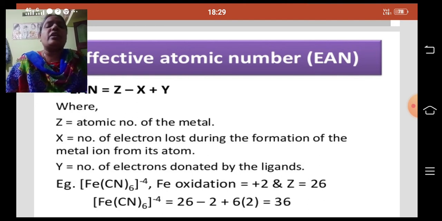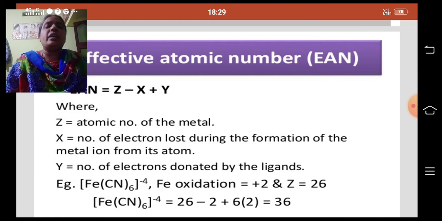So here we take one example, the hexacyanoferrate(II) complex ion. In that, iron's atomic number is 26, but in this complex it is in the +2 oxidation state. So 26 minus 2 gives 24, and here the number of ligands is 6.